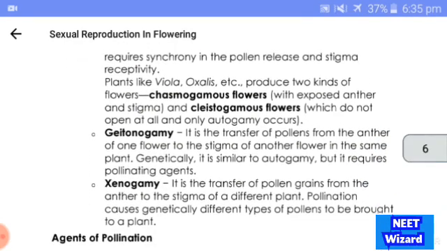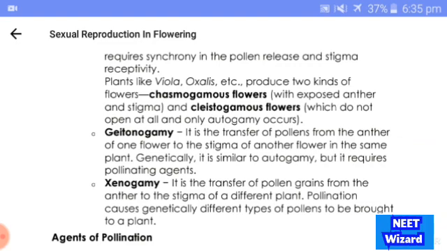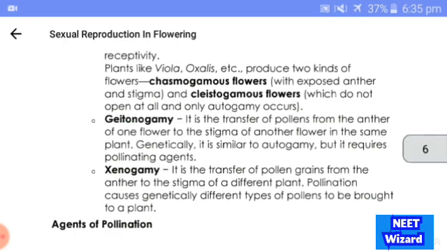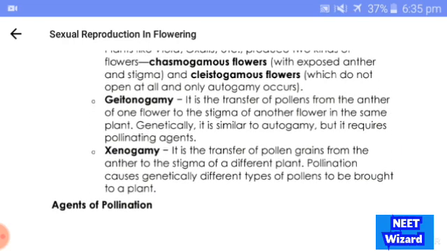Geitonogamy. It is the transfer of pollen from the anther of one flower to the stigma of another flower on the same plant. Genetically it is similar to autogamy but it requires pollinating agents. Xenogamy. It is the transfer of pollen grains from the anther to the stigma of a different plant. Pollination causes genetically different types of pollen to be brought to a plant.